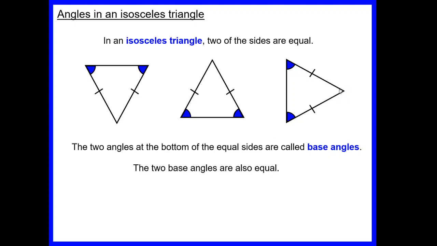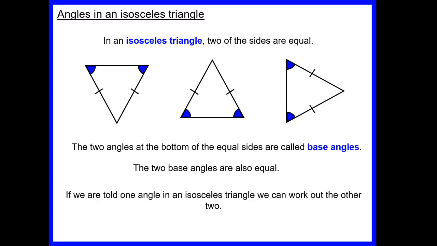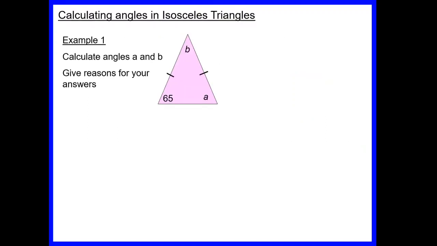You need to make sure you follow along those two sides that are the same length, and at the end of those two lines you'll find the equal angles. So if we're told one of the angles in our isosceles triangle, we can work out the other two. So we're going to have a go at that now. So here we go then.